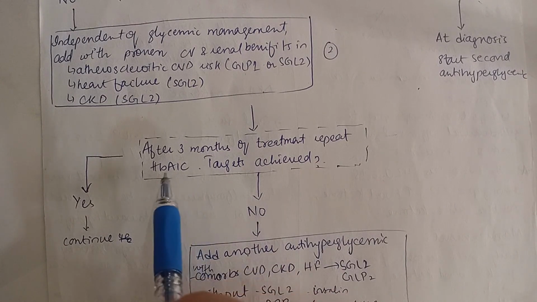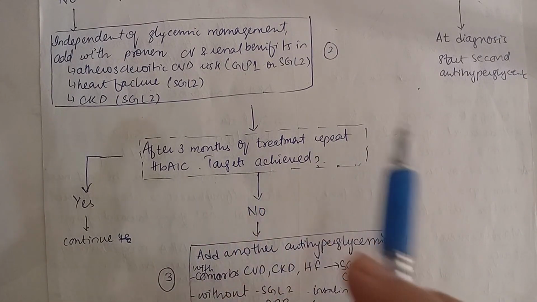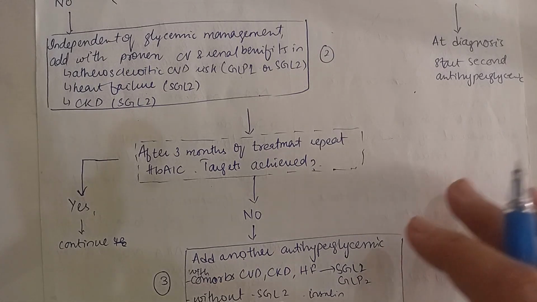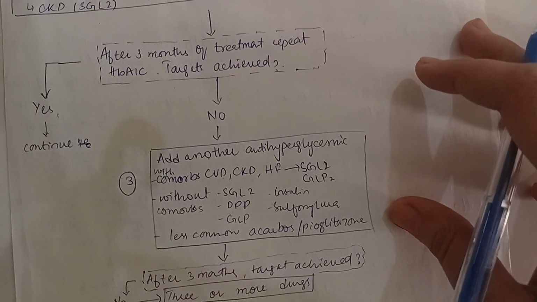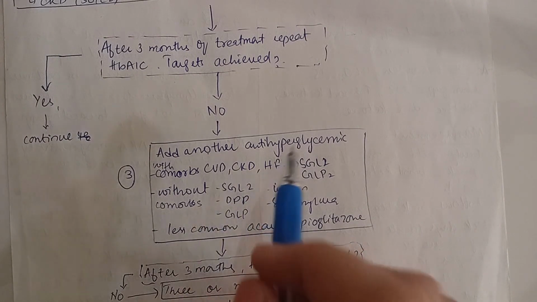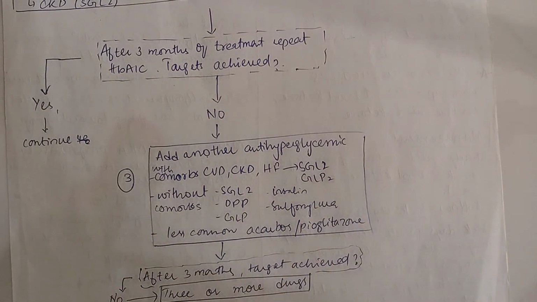Now we are going to repeat the HbA1c after 3 months and see if the targets are achieved. If the targets are achieved, we are going to continue the drugs and monitor the patient and check their glycemic control. But if the target is not achieved, we are going to add another anti-hyperglycemic drug, and the preference would still be the drugs that are cardiovascular, kidney, and heart failure safe. The preference would be that.